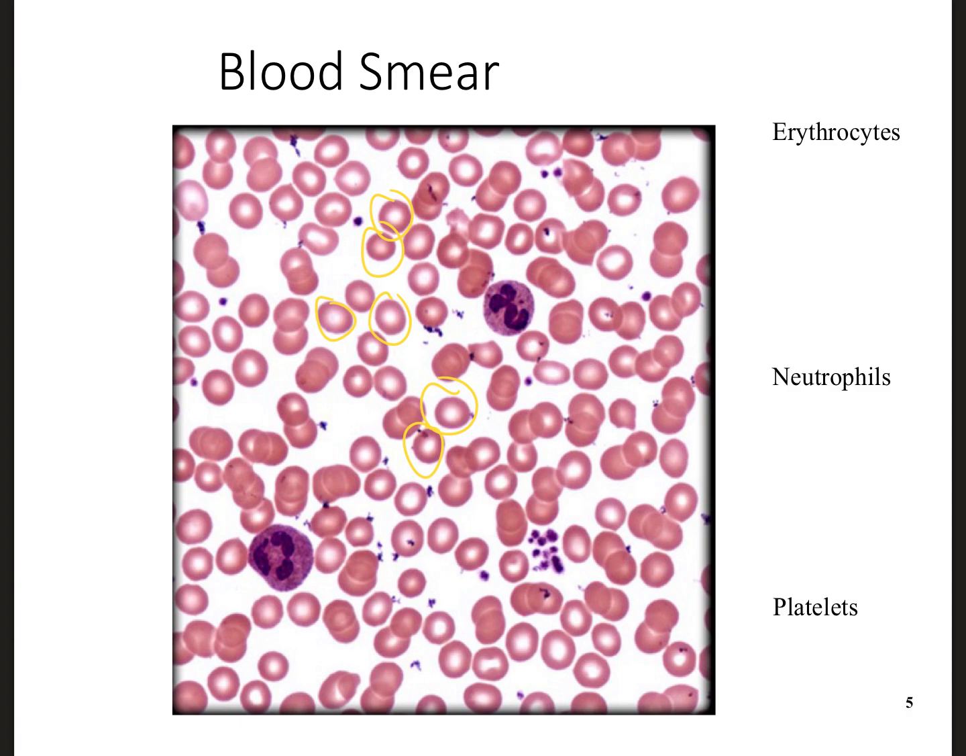Then we have these, these are erythrocytes, all of those, right? Red blood cells, those are your biconcave discs. We have a couple neutrophils. These are the larger white blood cells. We'll talk about their structure in a little bit. Neutrophils are the most abundant white blood cell, right?